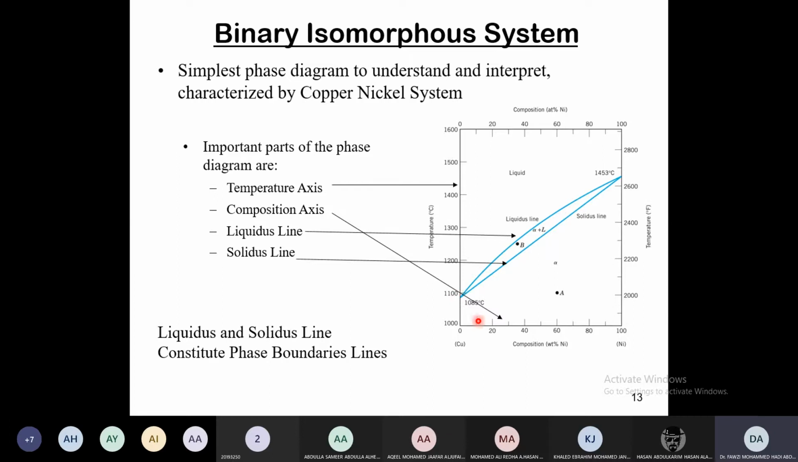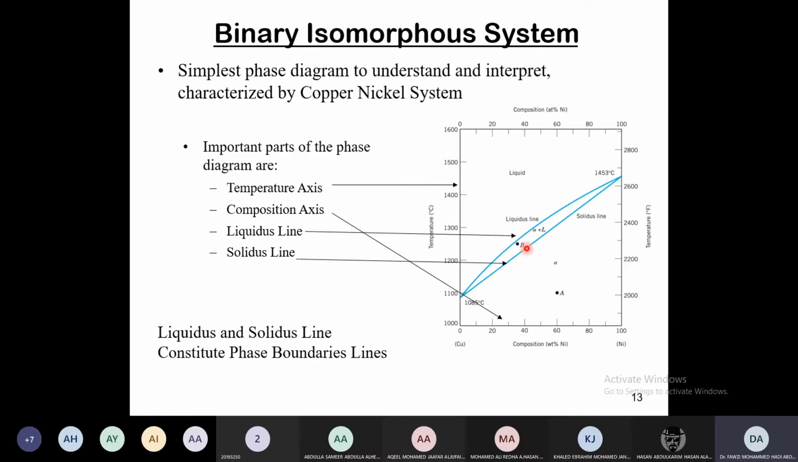Unlike the alloy. If you have a mixture of two, or an alloy of whatever composition between the nickel and copper, you see that the melting does not occur directly. This is called direct melting, which happens across a point. Here, when you have an alloy with different composition, the melting does not happen directly.